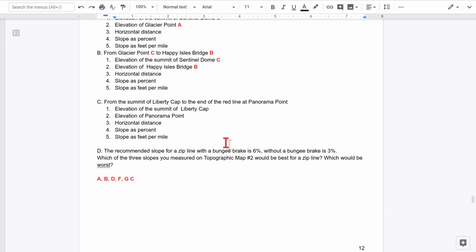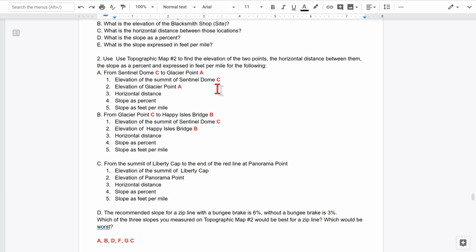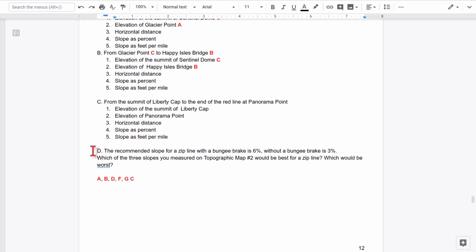The recommended slope for a zip line is 6%. I have no idea what the slope is of any of these three slopes, from Sentinel to Glacier Point, from Glacier Point to Happy Isles, from Liberty Cap to Panorama Point. But I just saw a YouTube video of a summer camp that decided it'd be fun to make a zip line. Because they didn't know what they were doing, they made it way too steep. They ran a test run with a flour bag and it just exploded because it hit a tree at the end, because it was way too steep.